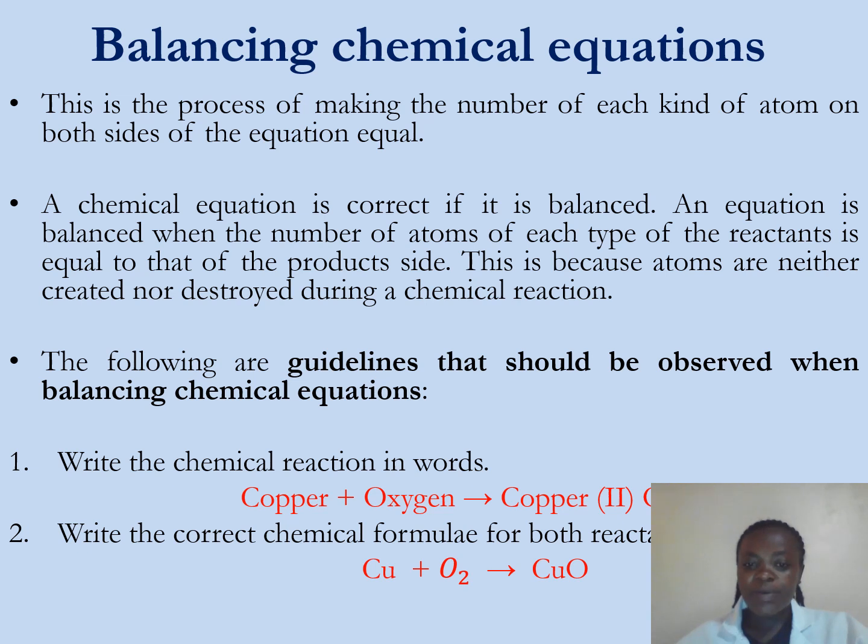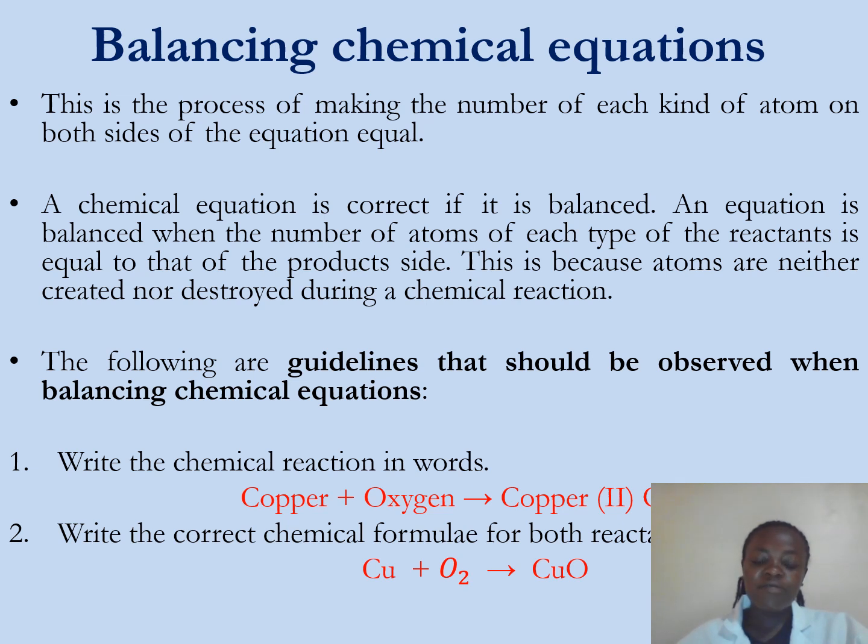So copper plus oxygen, then we have this arrow here to form copper 2 oxide. So our reactants are copper and oxygen. So they are forming a product known as copper 2 oxide. So the first step, we write this reaction in words. Step number 2, we write the correct formulae for both the reactants and the products.